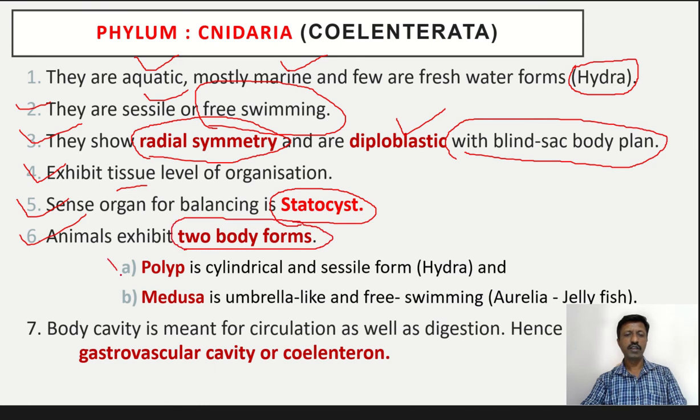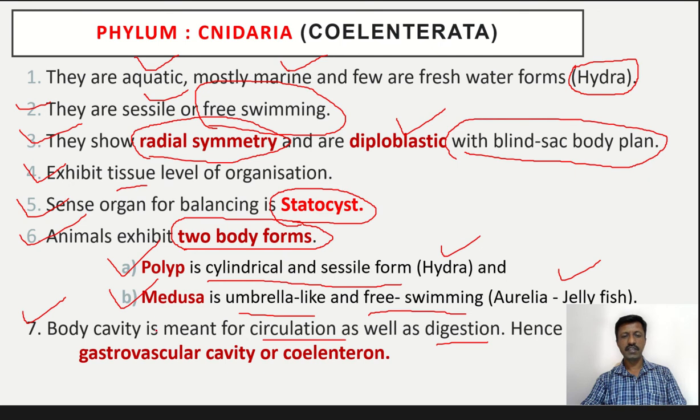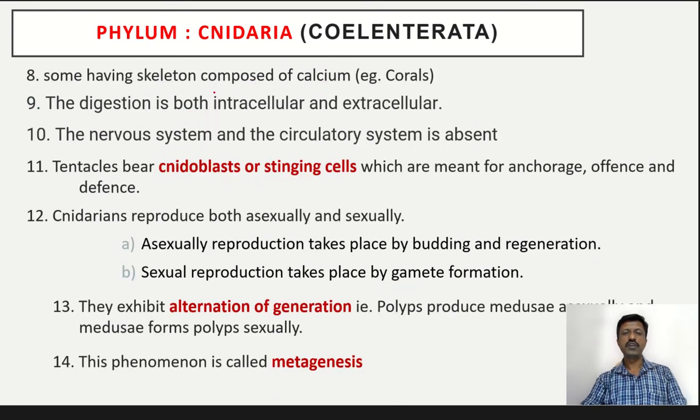One body form is called polyp, which is a cylindrical and sessile form like hydra, and the second body form is called medusa, which is umbrella-like and free swimming, like Aurelia or the jellyfish. The body cavity is useful for circulation as well as digestion. Circulation and digestion take place in the body cavity, so this body cavity is called the gastrovascular cavity or coelenteron.